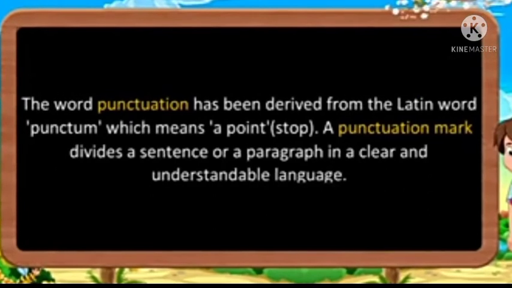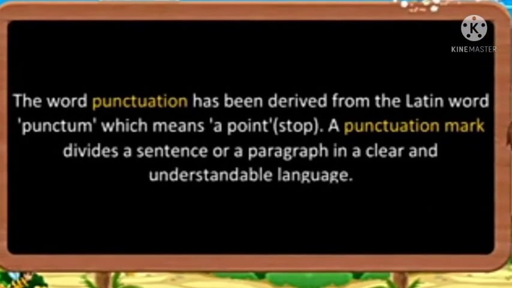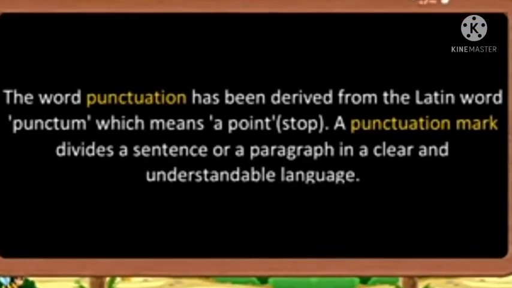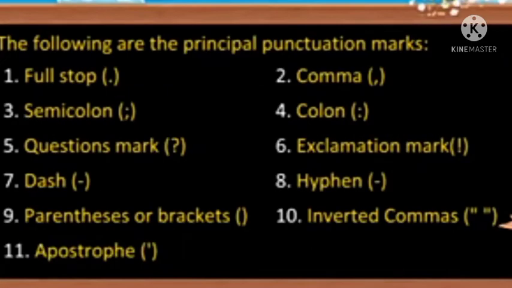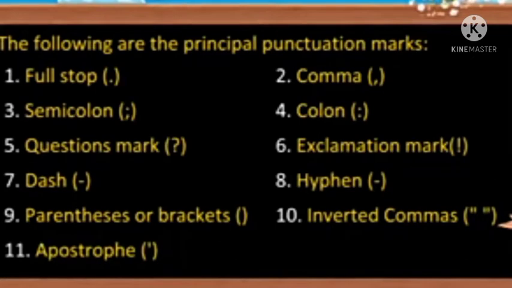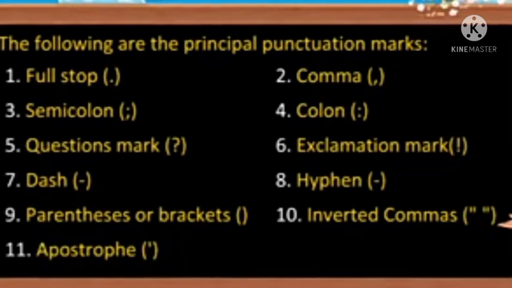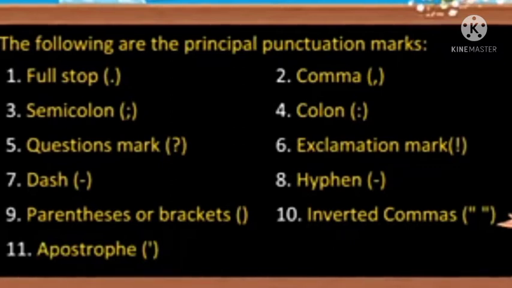The word punctuation is derived from the Latin word punctum, which means a point, means stop. Dear students, following are the principal punctuation marks. First is full stop, then second comma, third semicolon, fourth colon, fifth question mark, sixth exclamation mark, 7 dash, 8 hyphen, 9 parenthesis or brackets, 10th inverted commas, 11th apostrophe. There are 4 more that I will tell you later on.